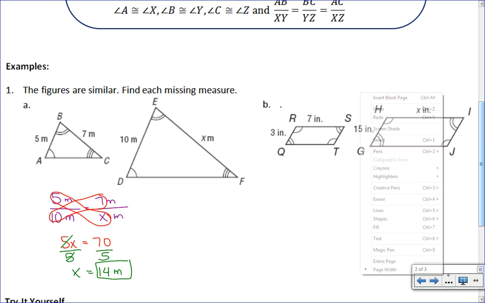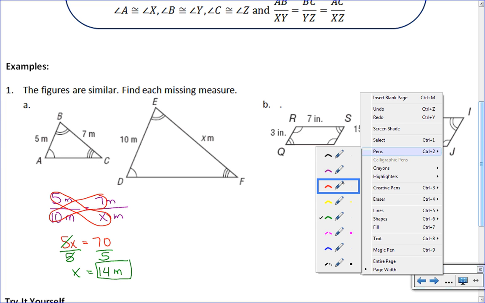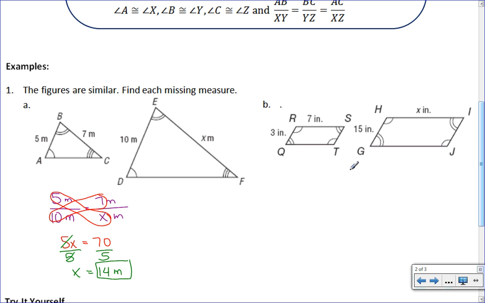Okay, we're going to set up example B the same way. So you look at the corresponding sides that we have, we just have to make sure they pair up correctly. So the short side here is 3 inches, over the short side here, 15 inches. 3 inches, 15 inches. And then the long side in the small figure is 7 inches, the long side in the big figure is X inches. So 7 inches over X inches.